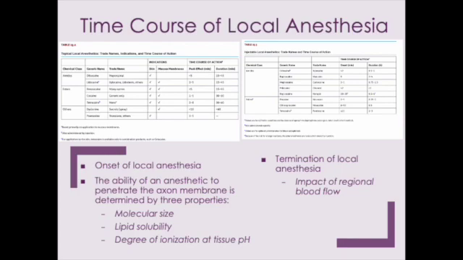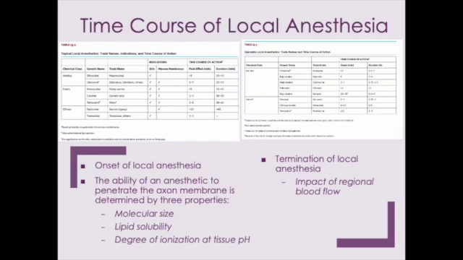The ability of the anesthetic to penetrate the axon membrane is determined by three things. The first property is molecular size. The second one is lipid solubility. And the last one is the degree of ionization at the tissue pH. Now, anesthetics of small size and high lipid solubility and low ionization actually cross the axon membrane more rapidly.